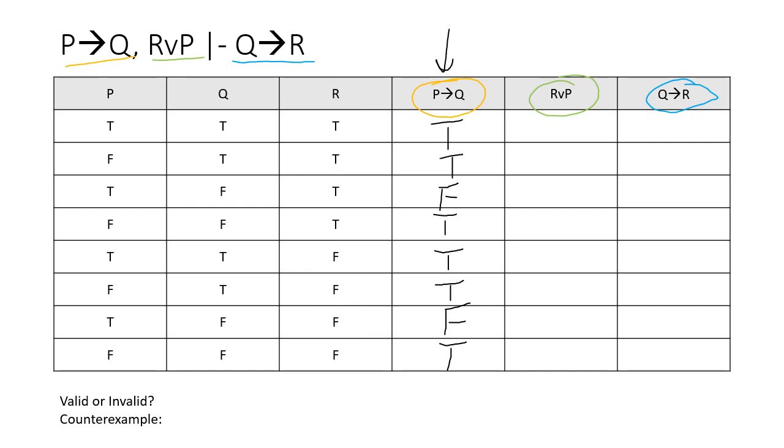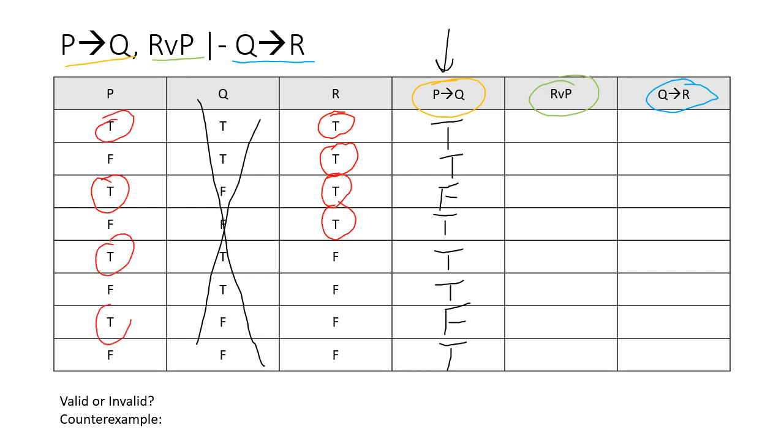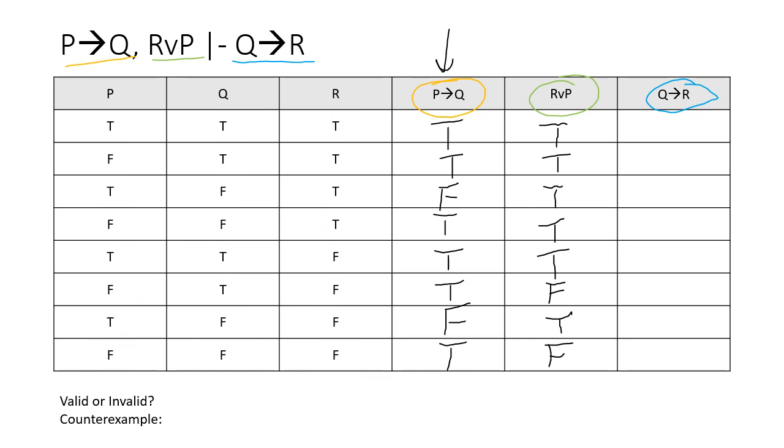Looking at the second one, we've got R or P, so we can just ignore the Q here. A wedge is true wherever you have at least one of the sides true. And so it's true, true, true, true, true, false, true, false. So here in rows 6 and 8, they're both false. Those two premises are pretty easy, and actually our conclusion is pretty easy too. It is just Q arrow R, so we can ignore the P here.